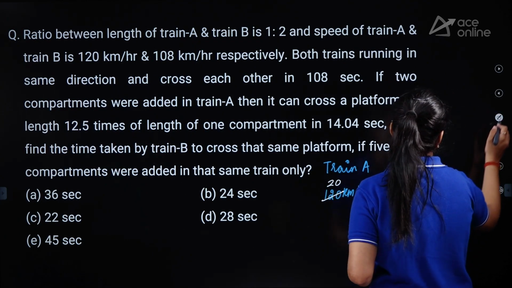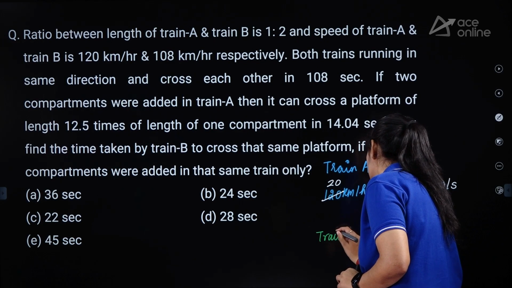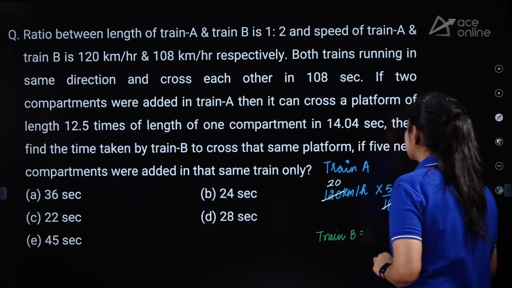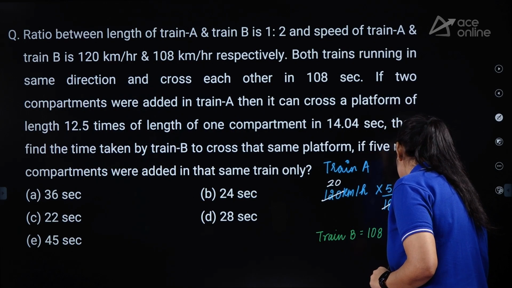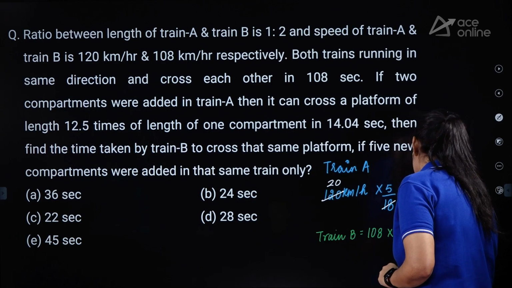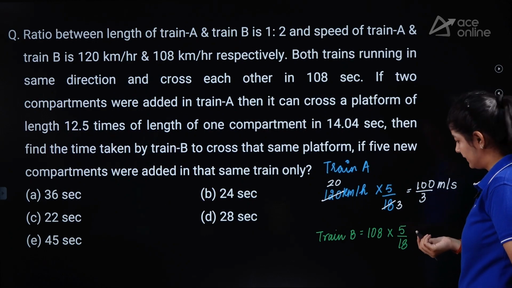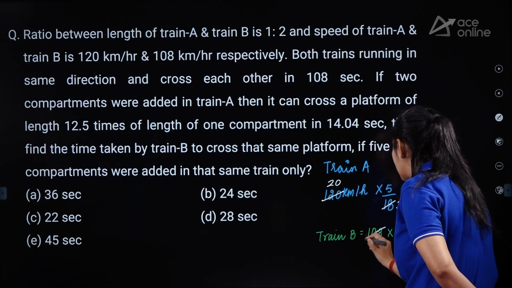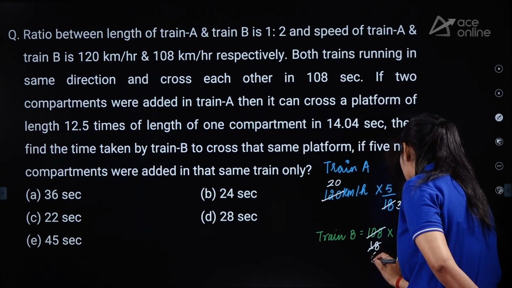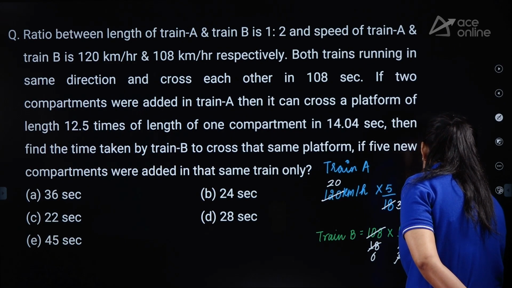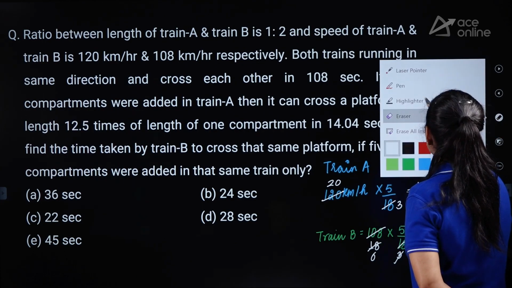Okay. Now while we are calculating for train B, we have 108 into 5 by 18, right? Again I am going to simplify it with the help of 6 only. Here we have 1 and 3, and here we have 6. So basically we are getting 30 meters per second.